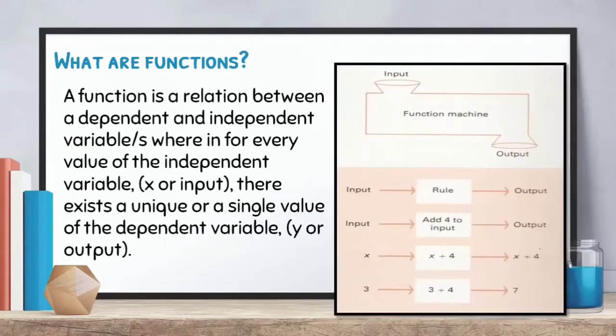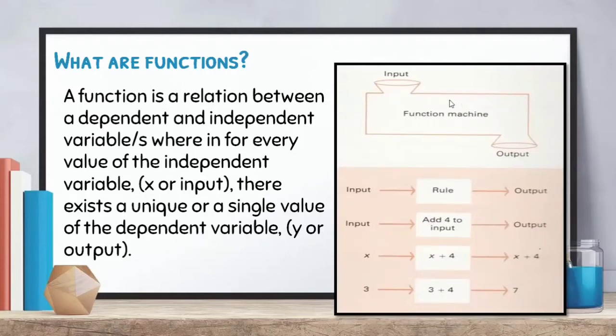A function is a relation between a dependent and independent variable or variables where for every value of the independent variable, x or input, there exists a unique or a single value of the dependent variable, y or our output. So let's think of our functions as a machine. So we have here a representation. This is our machine.